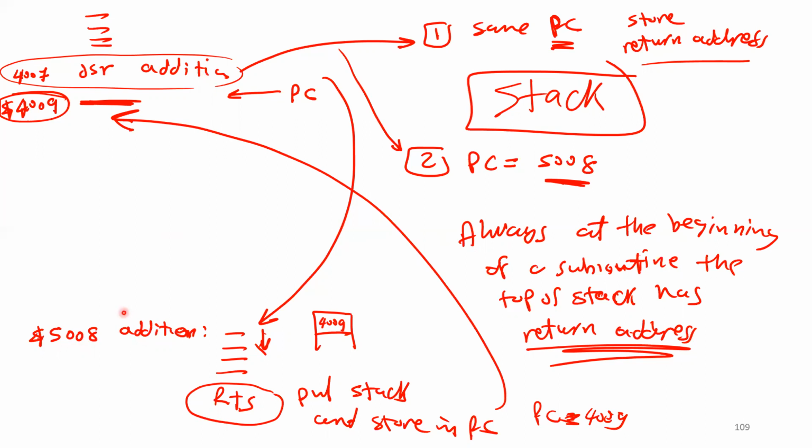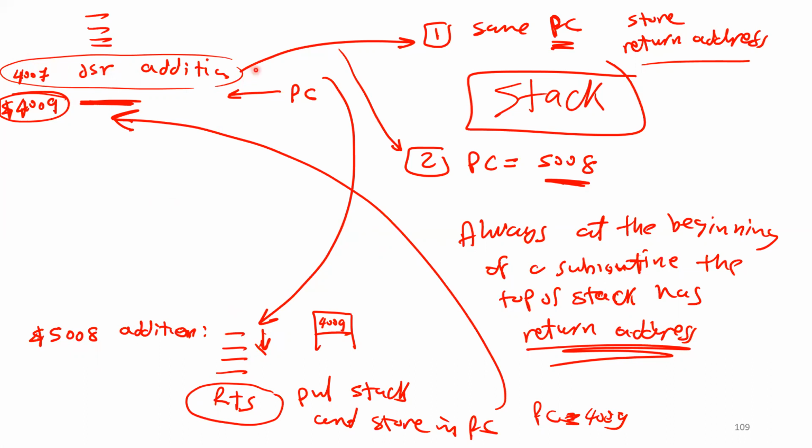So I just use any numbers to explain the idea. What should happen here, before I tell you how it happens? Let's first think about what should happen. After we execute the instruction at 4007, we have to come to 5008, to execute starting from 5008. We have to do that.